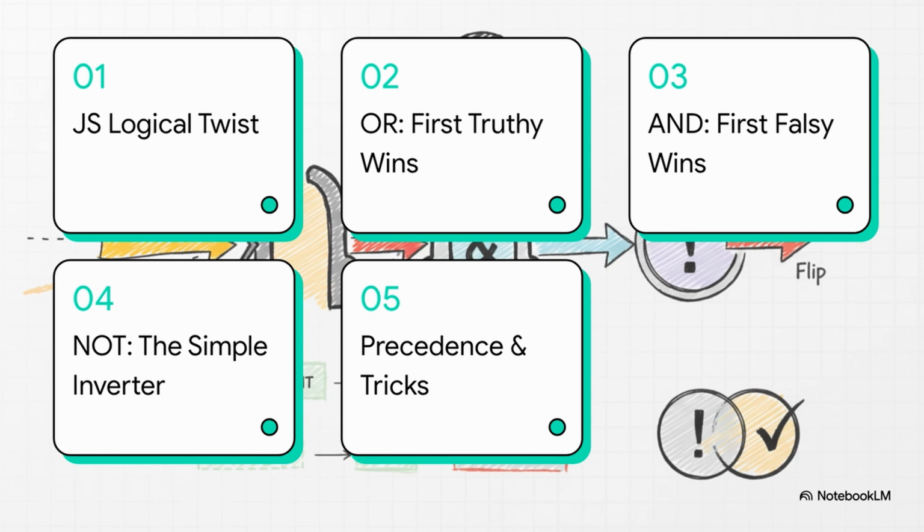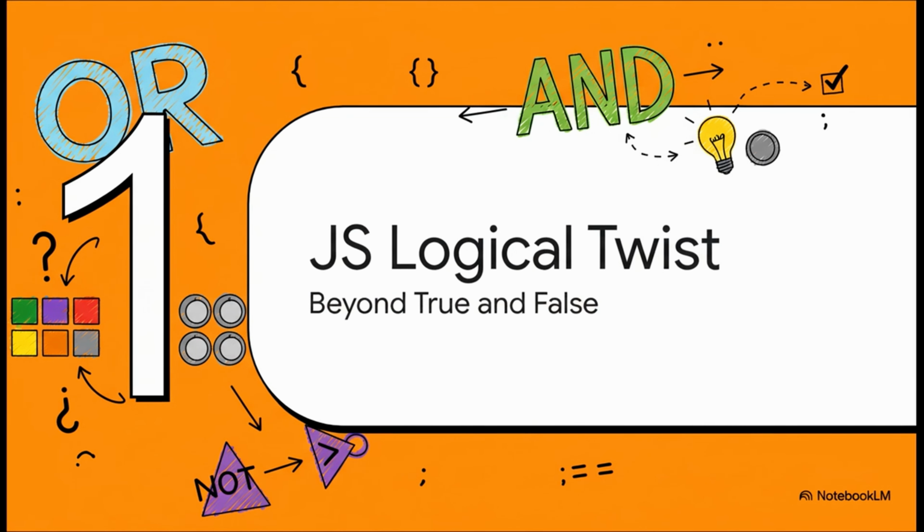Here's the game plan. First, we'll uncover the big twist that makes JavaScript's logic so special. Then, we're going to break down OR, AND, and NOT one by one. And to wrap it all up, we'll get into the order of operations and some pretty slick tricks you can use to write cleaner code. All right, let's jump right in.